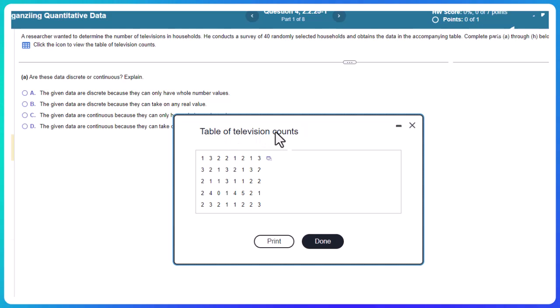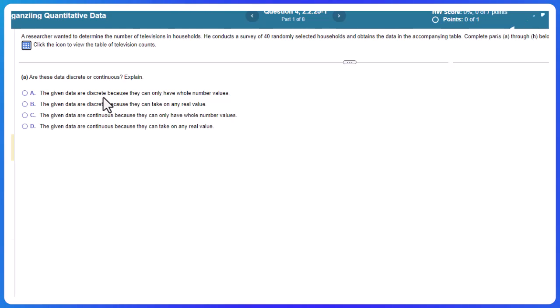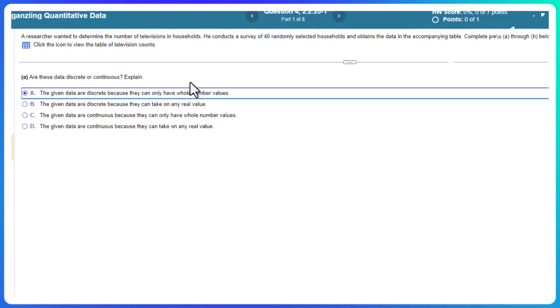So the number of televisions. I don't even have to open StatCrunch for this one. The data are discrete because they are countable right here, whole number values. We can't have a fractional part of a TV. So generally, discrete, countable, nice whole numbers. And the continuous is when we measure things. Think of weight, time, temperature, things like that. Even though those values are always rounded to some degree, those are called continuous.